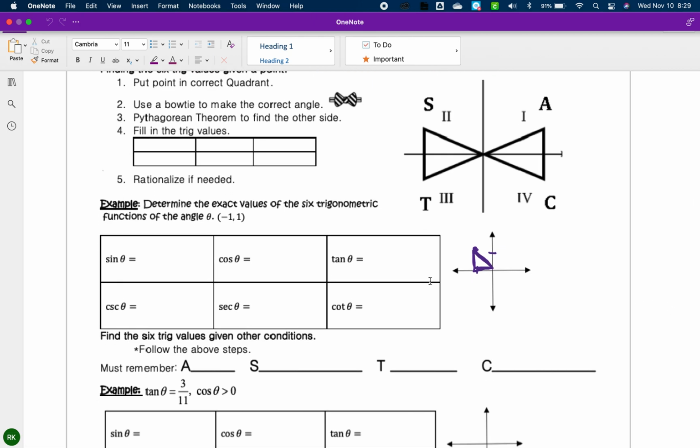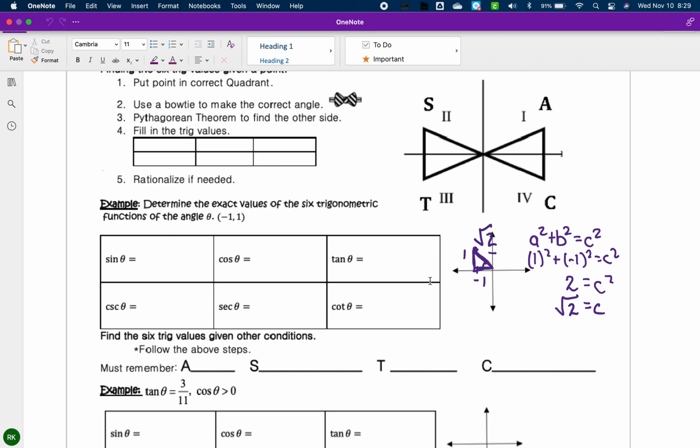We need to find sine, cosine, and tangent of that. Well, if the x value is negative 1, that means it's negative 1 over, and it's 1 high, so there's our opposite and adjacent. How can we find our hypotenuse? Well, that would be a squared plus b squared equals c squared. So 1 squared plus negative 1 squared equals c squared. So that's 2 equals c squared. Last but not least, take the square root. So the hypotenuse is square root of 2.